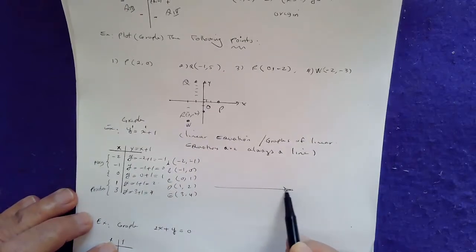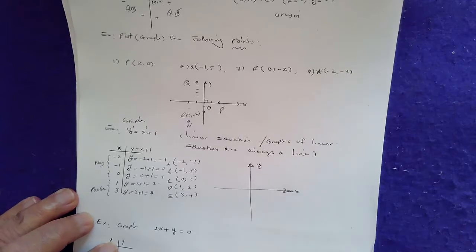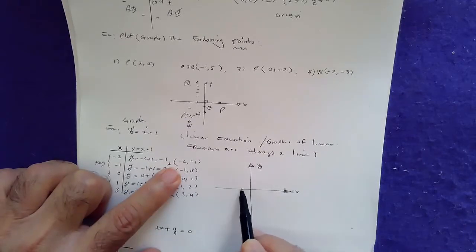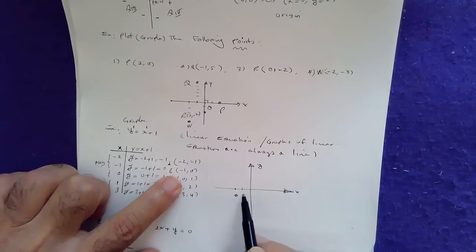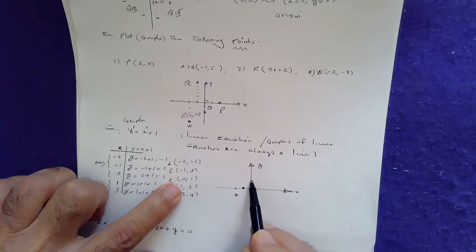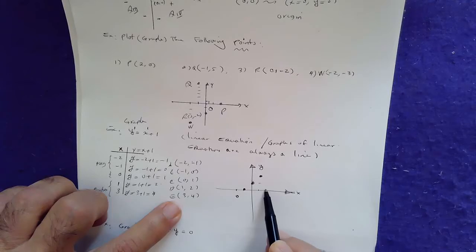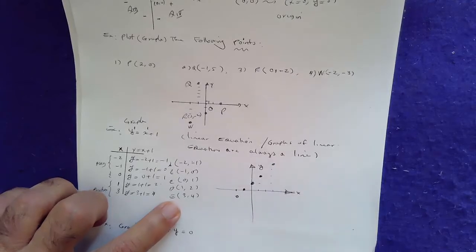So here's the x-axis. Here's the y-axis, correct? So -2, -1. So 2 units left, 1 down. -1, 0. 1 unit left, stay there. 0, 1. So you're on the y-axis. 1, 2, you are right about here. 3, 4: 2, 3, 1, 2, 3, 4, right there.